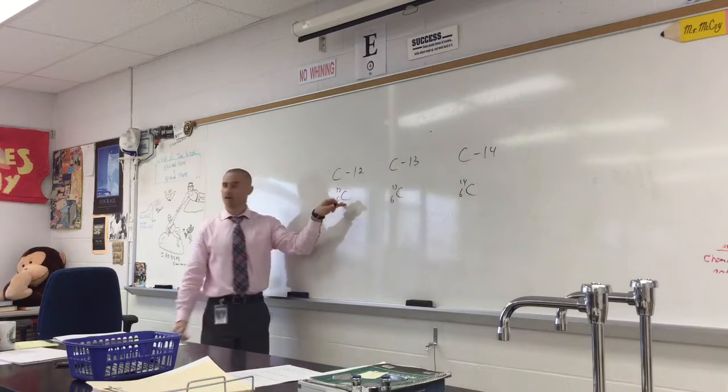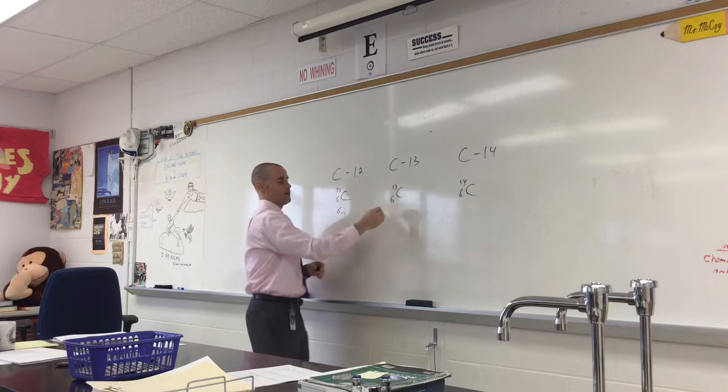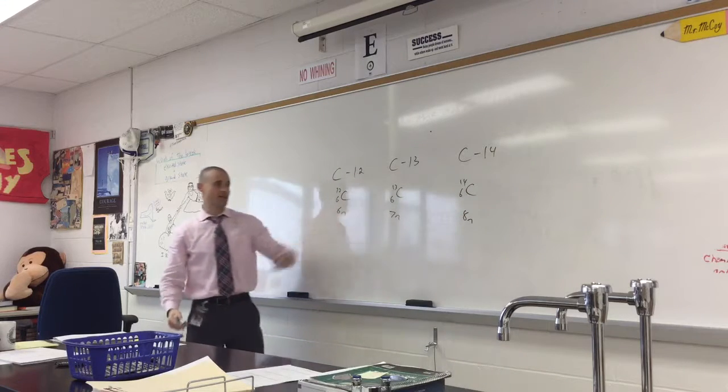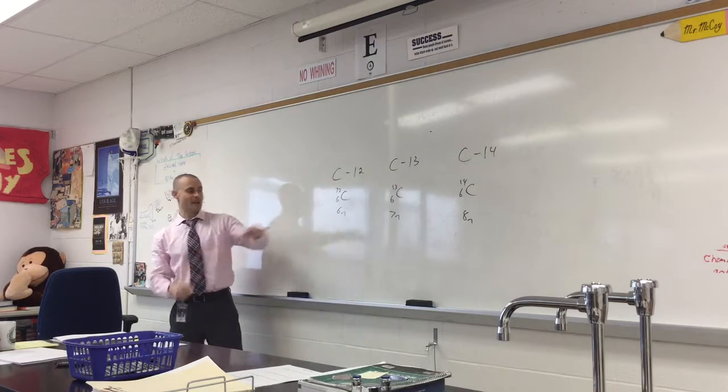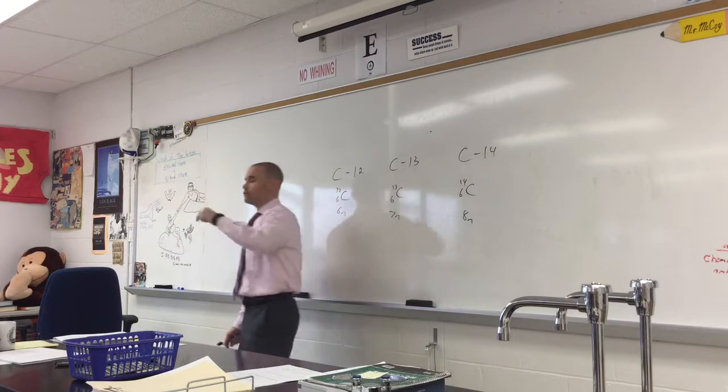So, how many neutrons here? 6 neutrons. Just subtract. How many here? 7. How many here? 8. Good. That's why these things are isotopes. They are the same exact element because they all have 6 protons, but the neutrons are different.